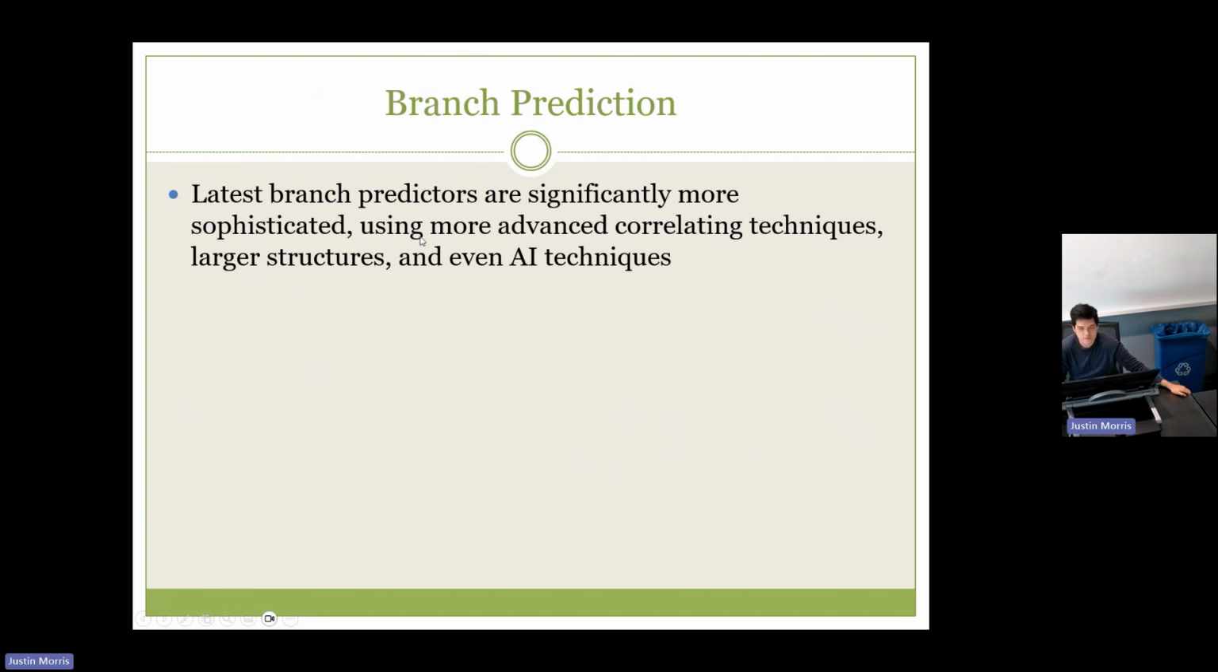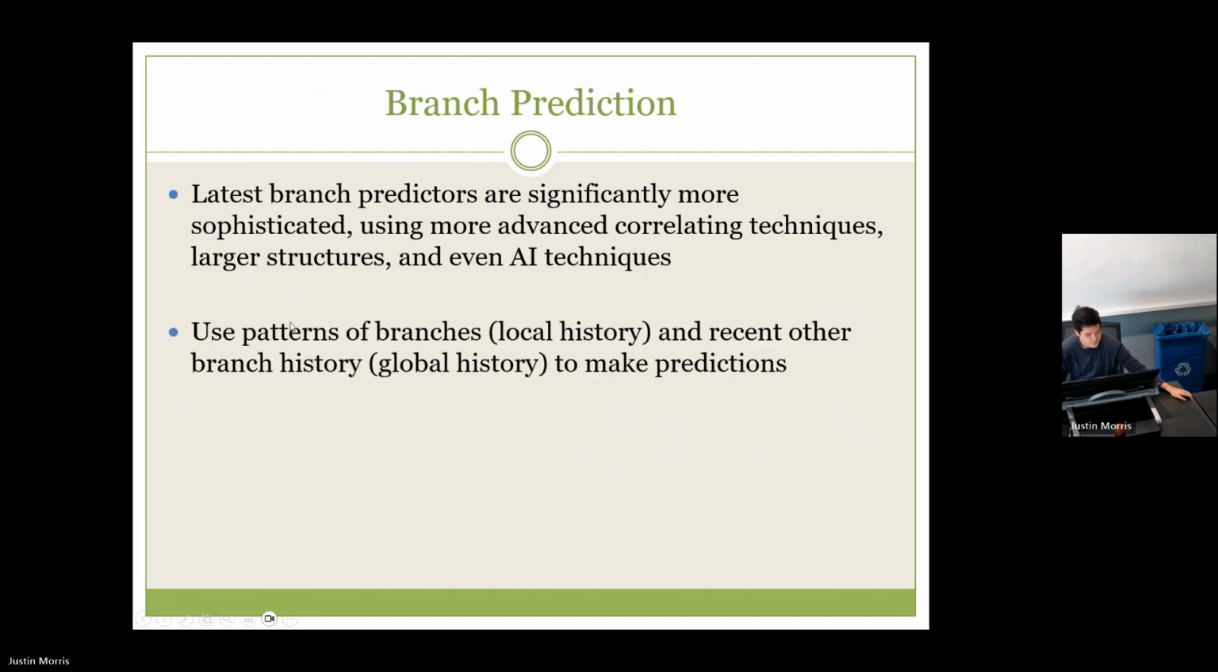And in general, for everyone, the paper is a starting point. The goal of the presentation is to do exactly what I'm doing here, right? Teach us the topic. Give us a short tutorial on it. So they're using these patterns, the local history and recent other history, so the global history of all branches, to make predictions. This is G-share.